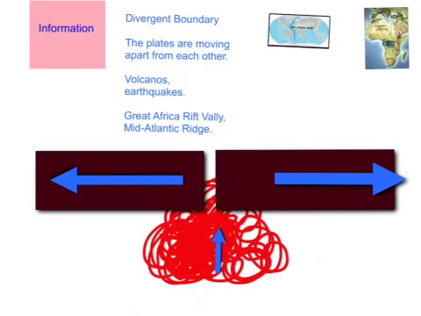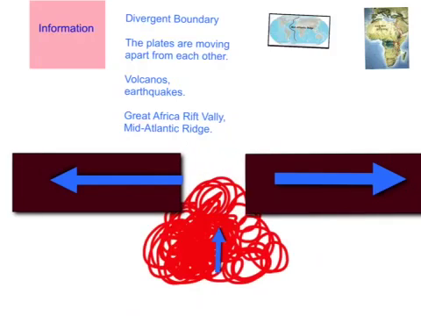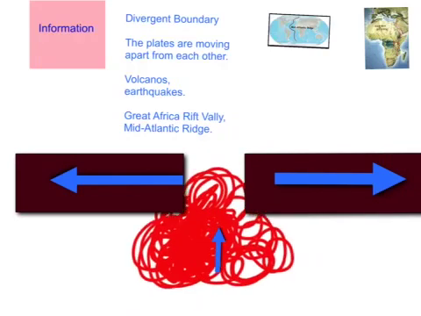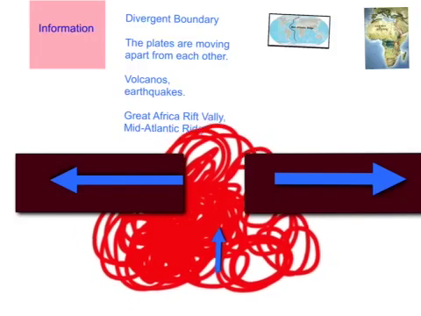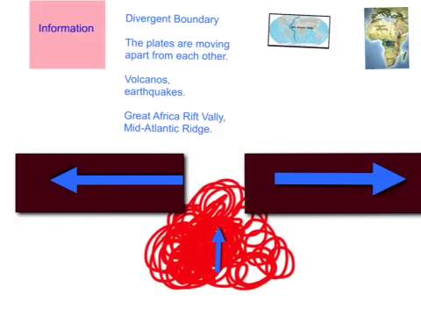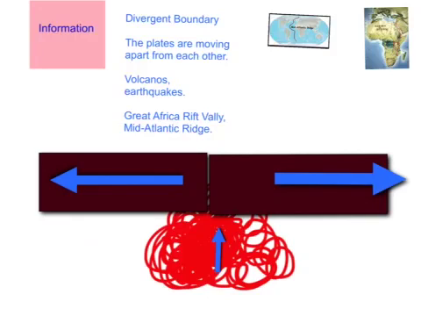A divergent boundary, again, is when the plates move apart from each other, and then magma comes up. And that's what a divergent boundary is.